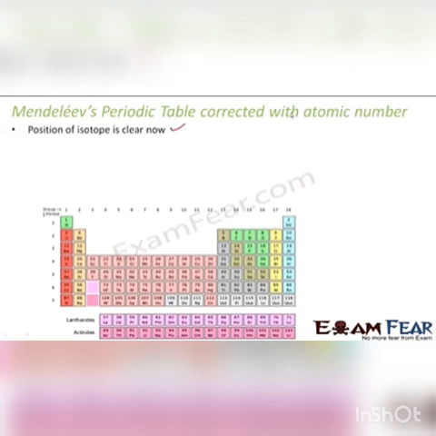Why? Because for isotopes, you see that all these elements have the same atomic number. For example, C6, you have 12, 13 and 14. All these have a similar atomic number, and since they have a similar atomic number, there will be only one place for carbon, correct? And that's one. Since it is no longer based on atomic mass, there is no confusion of isotopes.